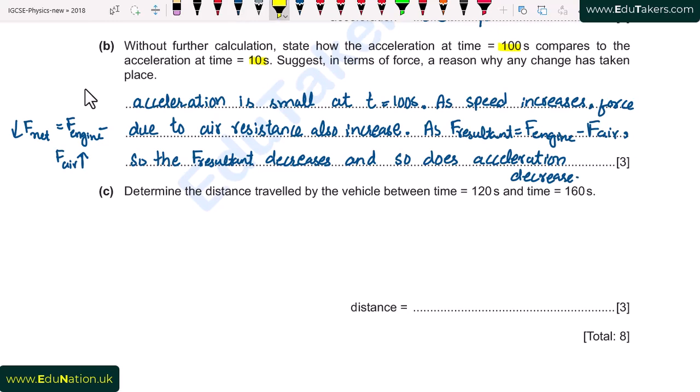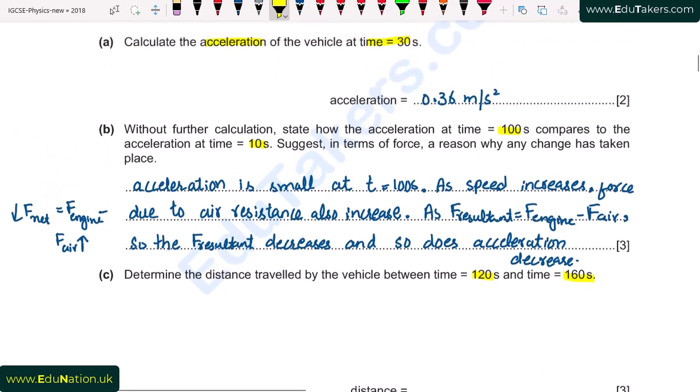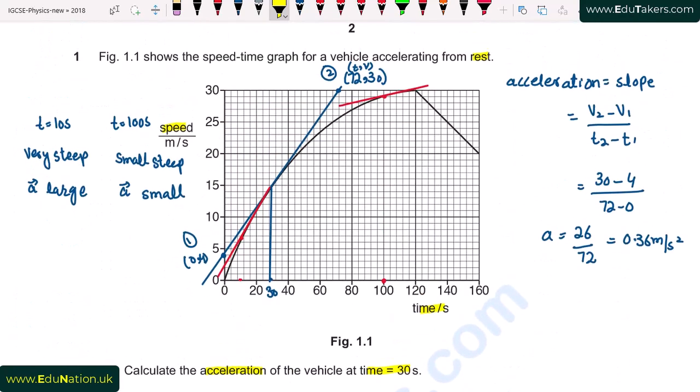Part C. Determine the distance travelled by the vehicle between time t = 120 seconds and t = 160 seconds. Here we have to find out the distance travelled by the vehicle. So first of all, time is 120 seconds and the second time is 160 seconds, and this is given by this curve. So here we have to find out the total distance travelled, and it will be equal to the area under this curve.